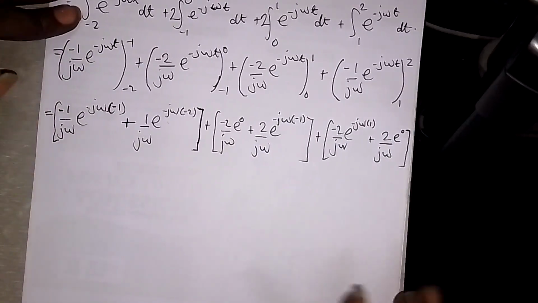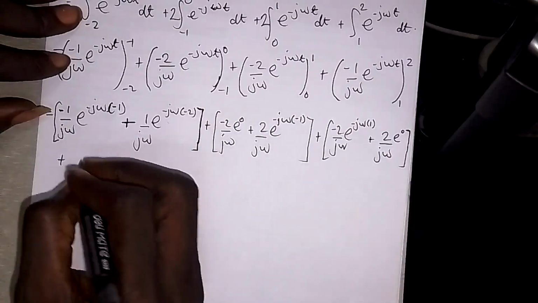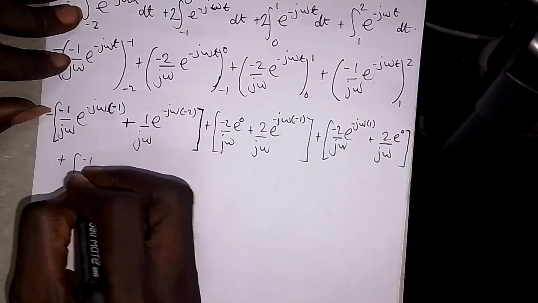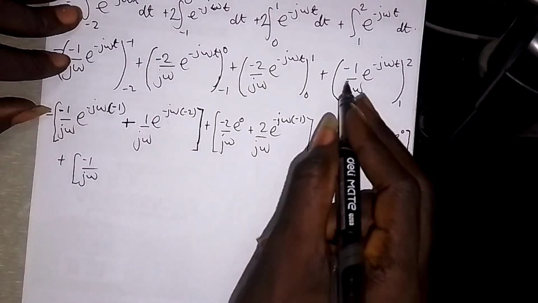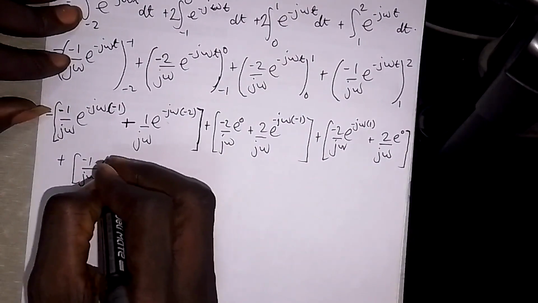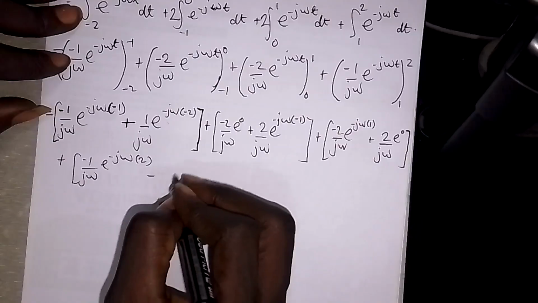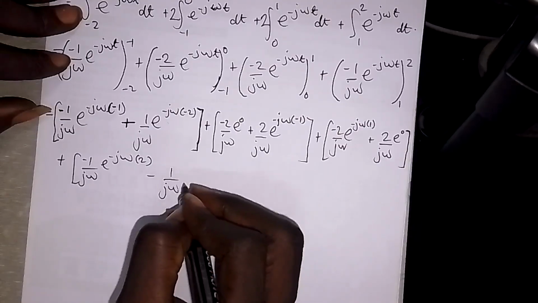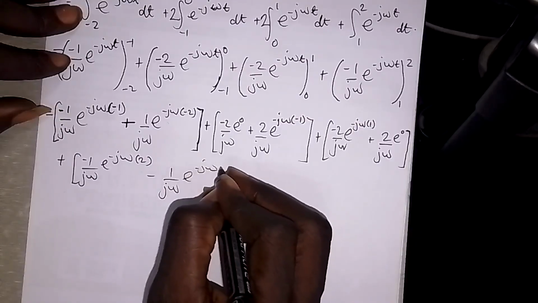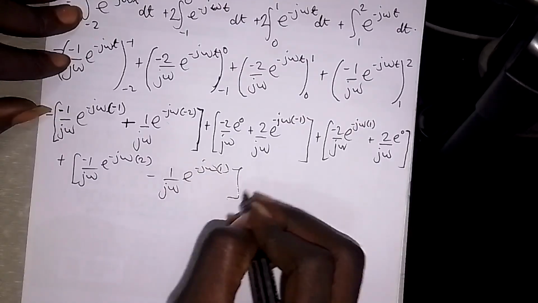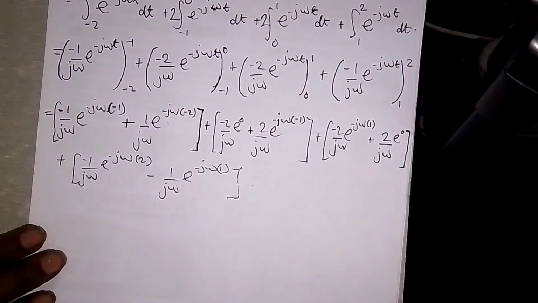So now the next one is going to be plus minus 1 over j omega into e minus j omega 2, minus 1 over j omega into e minus j omega 1. So these are the terms that I'm going to have.